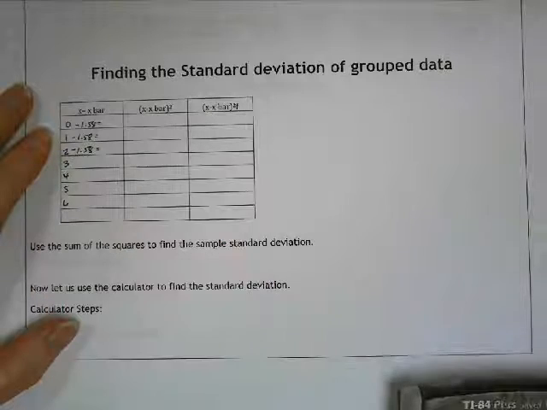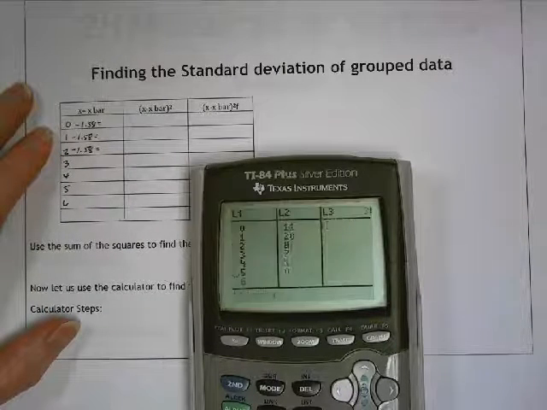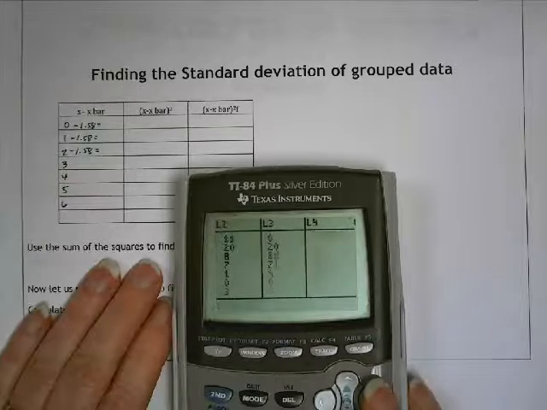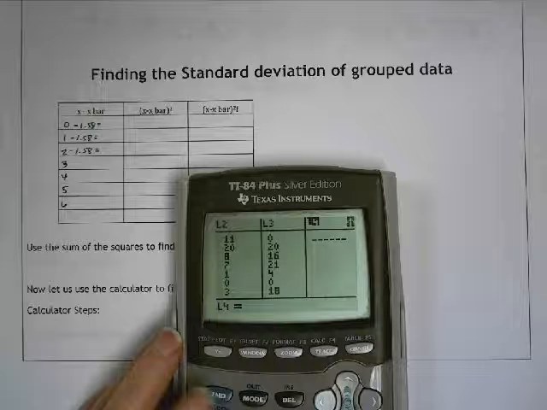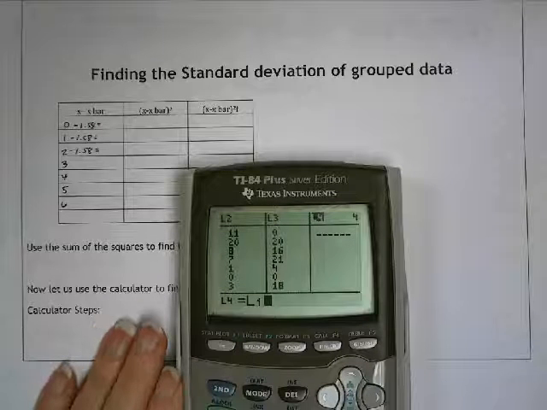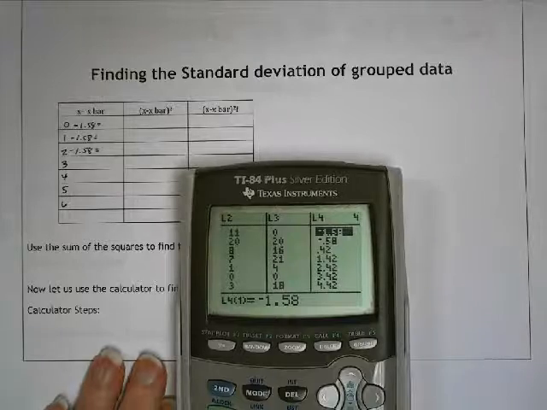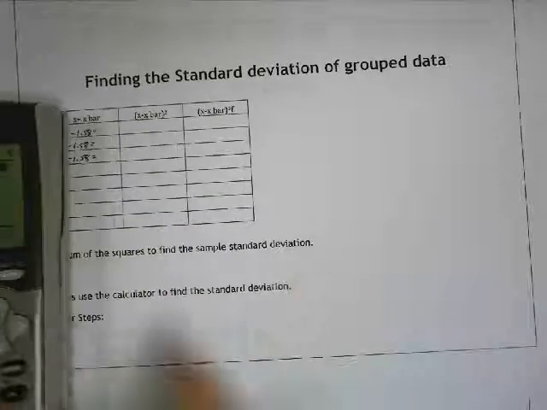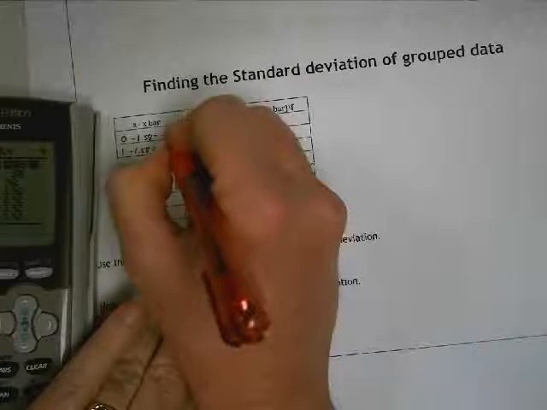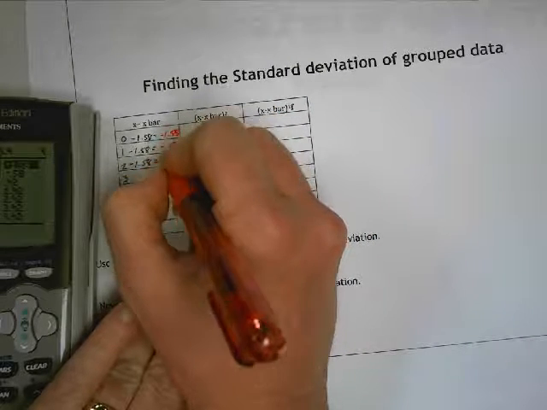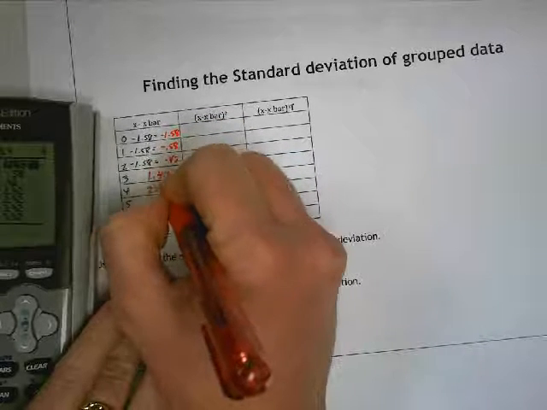etc. So in my calculator, I'm going to go to my stat list, go over to list 4, and do X, which was in list 1, so second list 1 minus 1.58, and there are my data values, and I can just fill them in. I'll write them in a different color so you can see: negative 1.58, negative 0.58, 0.42, 1.42, 2.42.